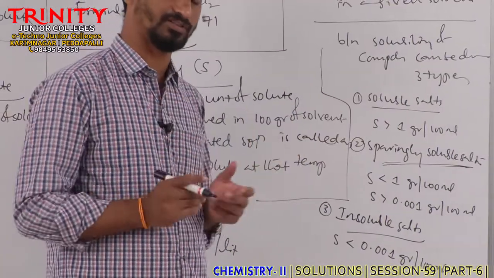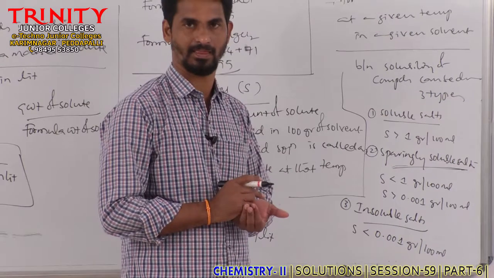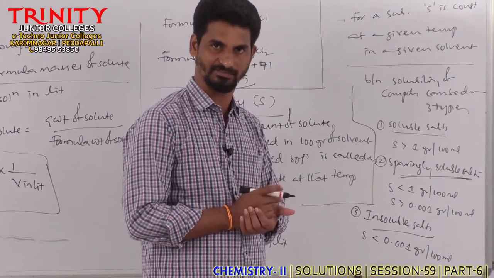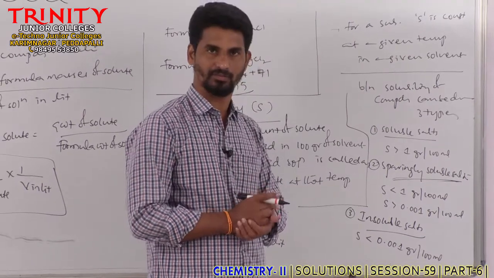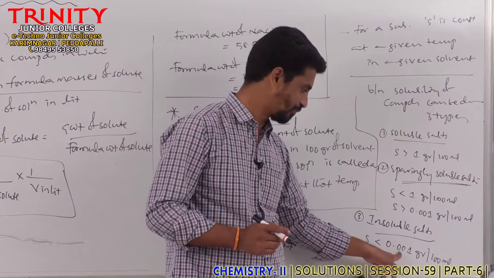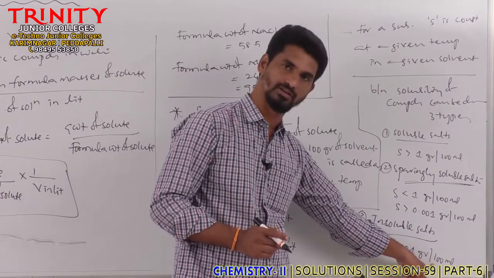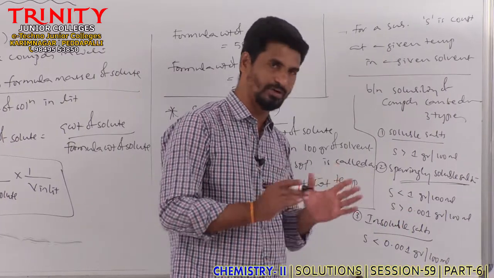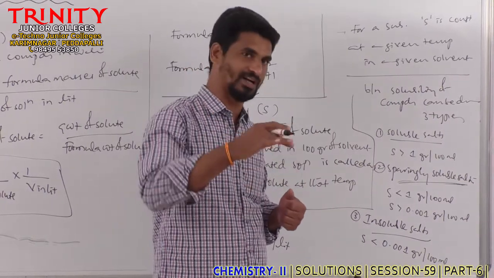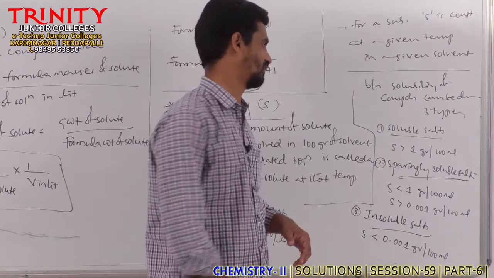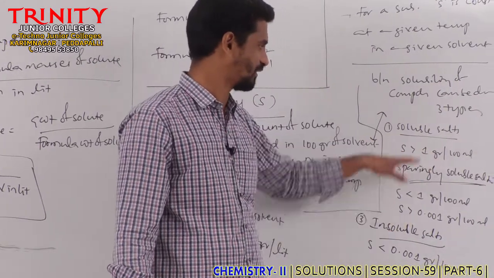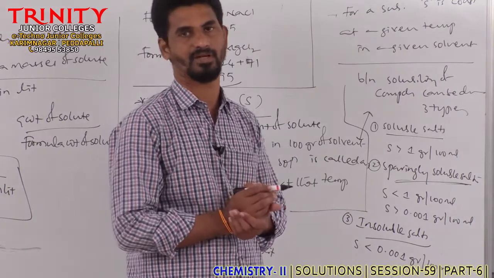Example for soluble salts in water: NaCl. Sparingly soluble salt: AgCl. Insoluble salt: barium sulfate, whose solubility is less than 0.001 gram per 100 ml. If solubility is greater than 0.001 gram per 100 ml and less than 1 gram, it is a sparingly soluble salt. Like this, salts can be divided into three types based on their solubility. Clear? Next.